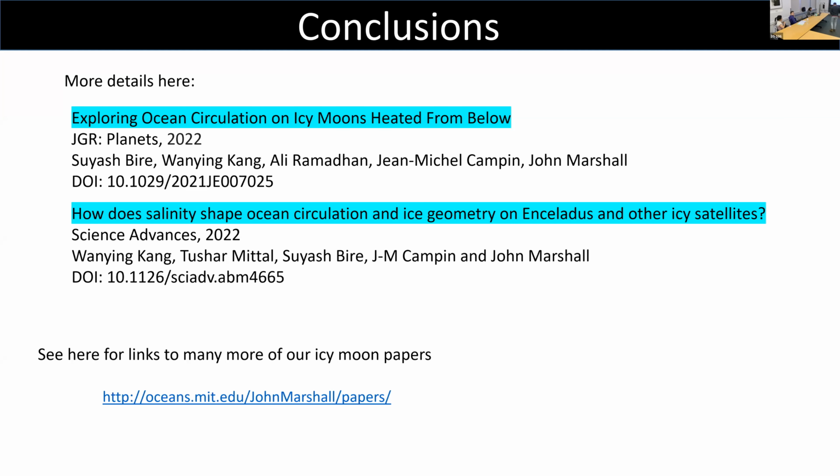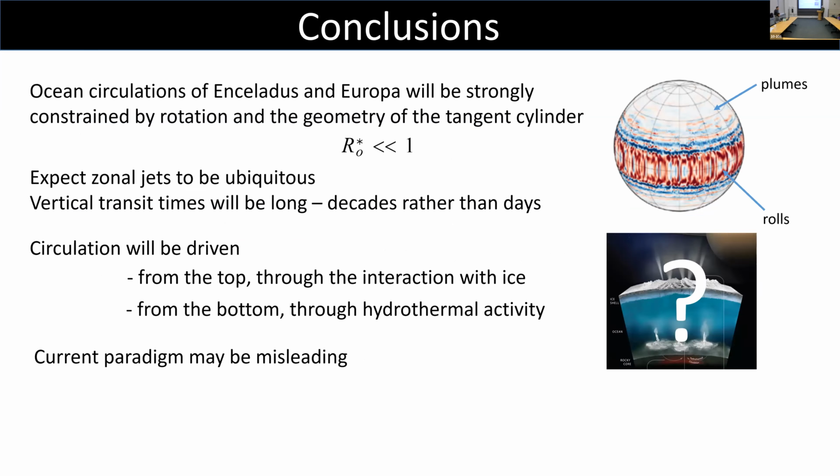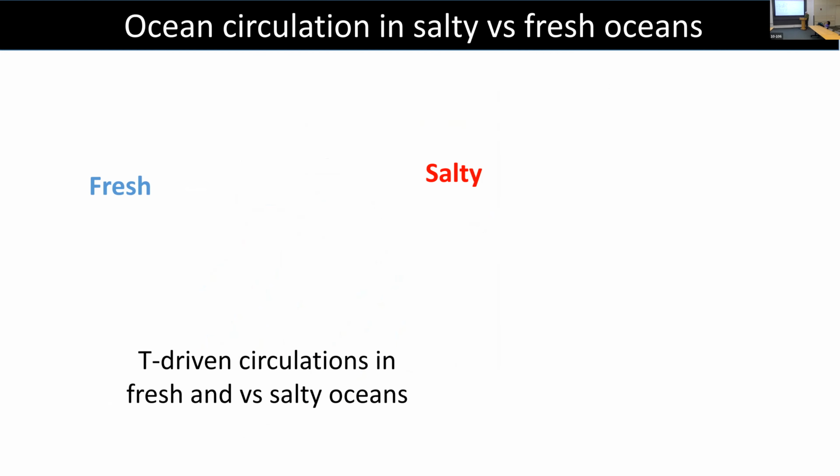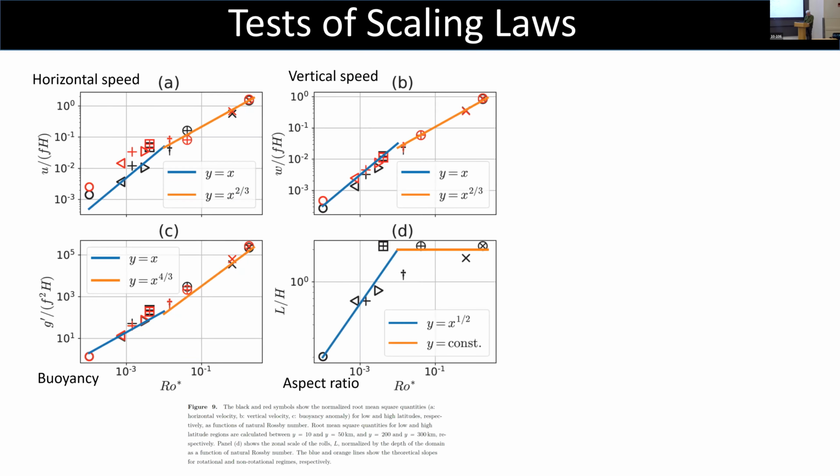Nice talk. As we know, in the Earth's ocean, the mesoscale eddies are important to drive the zonal jets, through the buoyancy flux and momentum flux. I wonder how important those eddies are in the icy moons? Yeah, that's a very good question. And we didn't have time to talk about that, but I could say something about it.